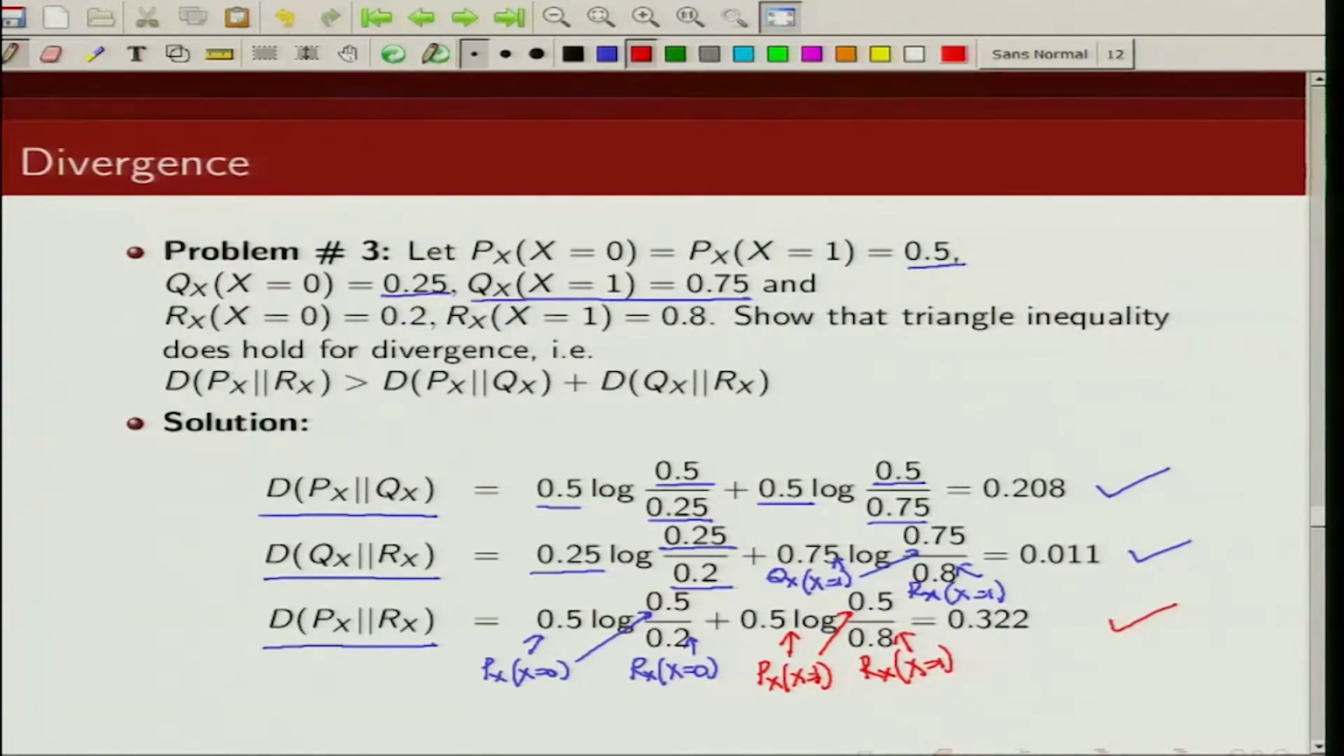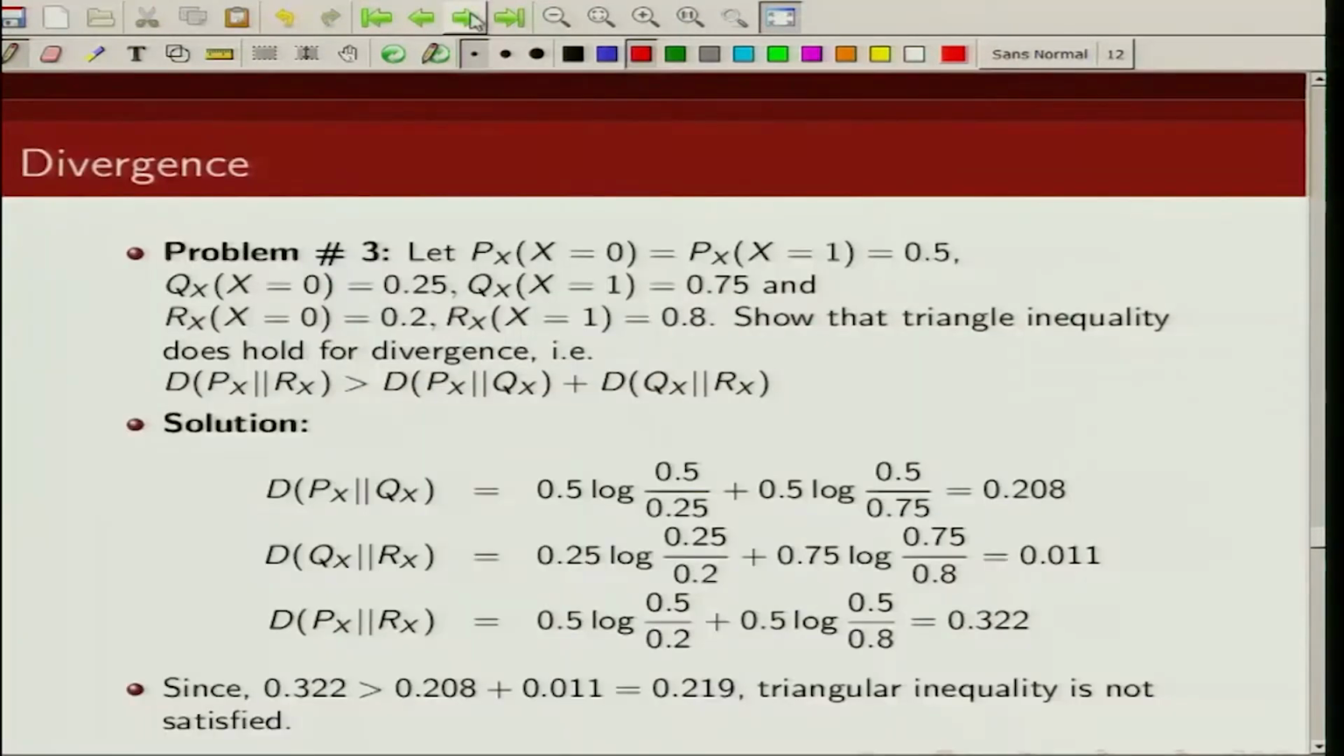Now note here, this plus this is not greater than this. So we have shown with a simple example that the triangle inequality does not hold for divergence. You can see the divergence between p and r is more than the divergence between p and q plus the divergence between q and r. So the triangle inequality does not hold.